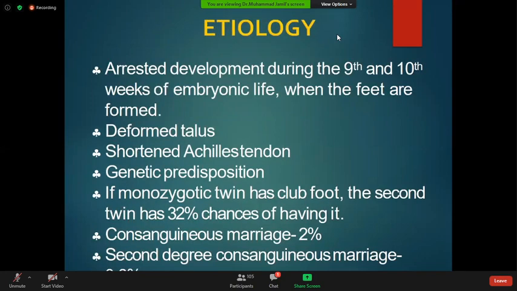Okay. What is the etiology? Everyone asks about the etiology, but what is the etiology of the clubfoot? It is arrested development during the 9 weeks of embryonic life, when the feet are formed. The talus is deformed, and the Achilles tendon is shortened. There is also a certain amount of genetic predisposition. If one monozygotic twin has clubfoot, the chance for the other twin increases to 32%. Cousin marriages 3%, and second degree cousin marriage is 0.6%.